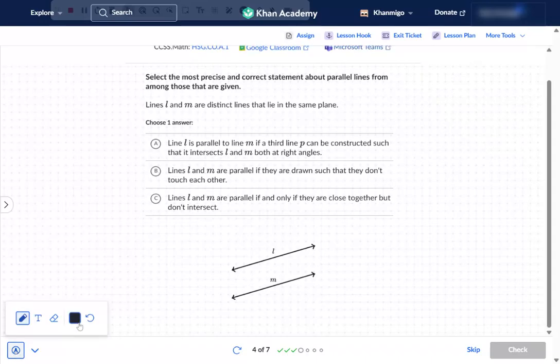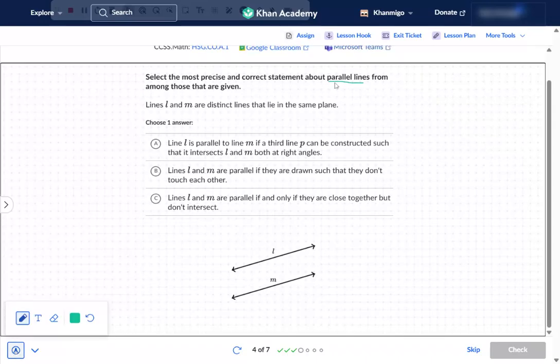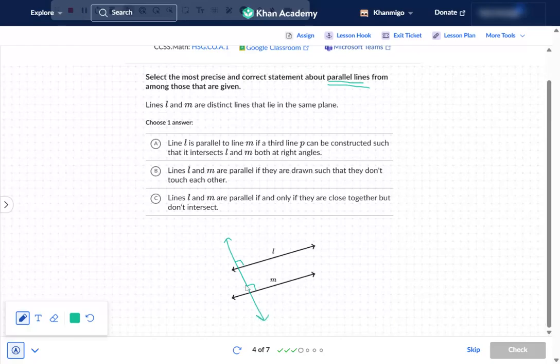Hopefully we're feeling at least confident with parallel lines because we've done this before in Unit 1. Select the most precise and correct statement about parallel lines from among those that are given. Lines L and M are distinct lines that lie in the same plane. Okay. Line L is parallel to line M if a third line P can be constructed such that it intersects lines L and M both at right angles. That would be true. We haven't covered this yet in class, but if there is another line that's like a bisecting line and they're forming right angles, why is that true?